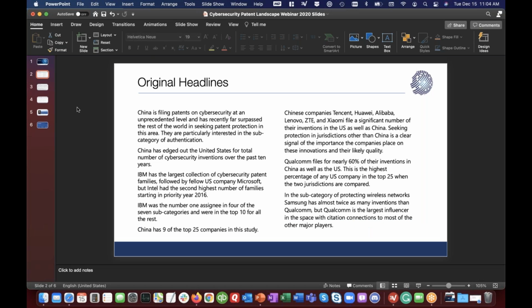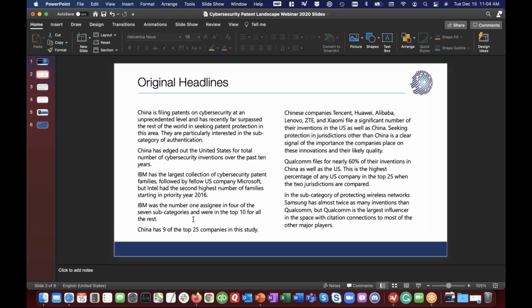We started looking at this 2 years ago, and these were a couple of the headlines that we talked about. Nothing particularly earth-shattering. China is filing patents at an unprecedented level. At that point, they weren't quite the world leader yet, but they had just begun to edge out. You'll notice we're going to find out that gap is widening. IBM had the largest collection of cybersecurity patents, followed by Microsoft. But Intel had the second highest number of families prior to 2016.